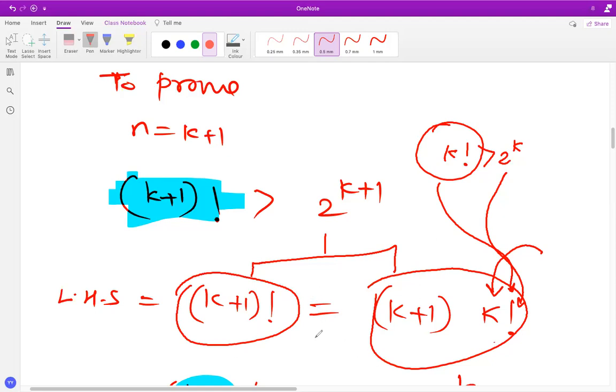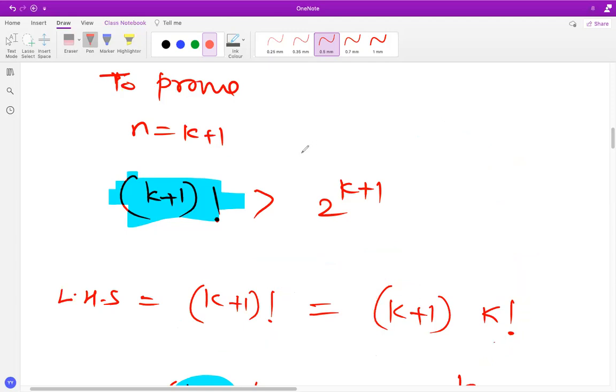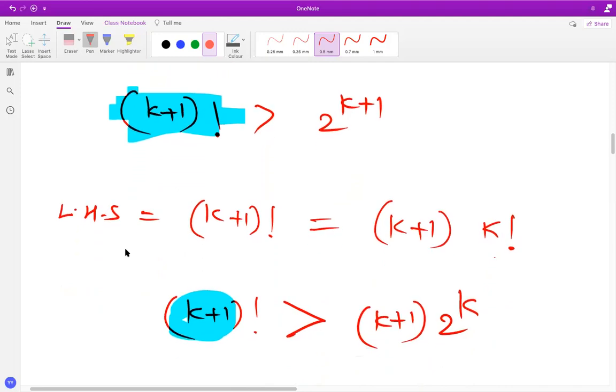So in this case, when I replace k factorial with 2 raised to k, my inequality will reverse. The inequality changes side because this side has become bigger now. Still, this is not what I want. Ideally, having got the left hand side, the right hand side should be 2 raised to k plus 1. So now some more reasoning marks are required.